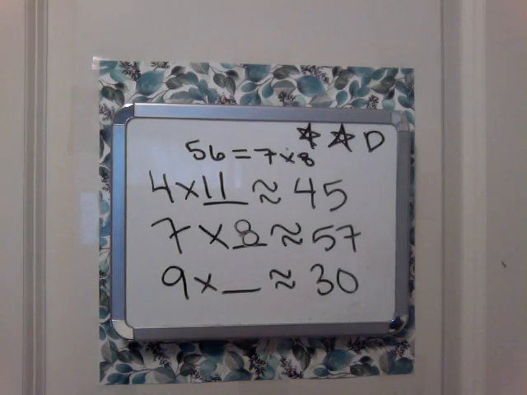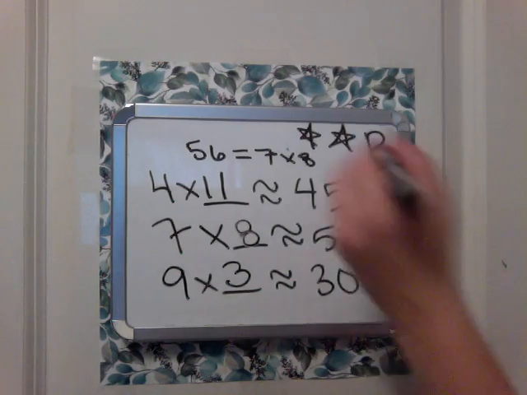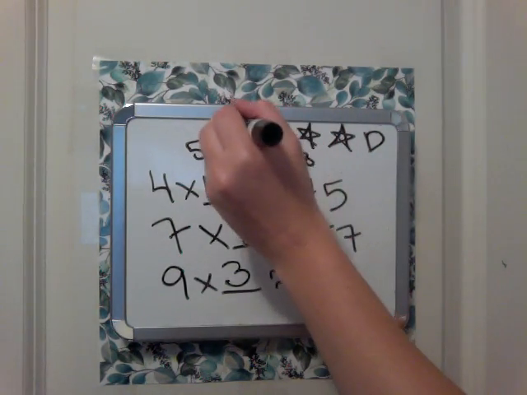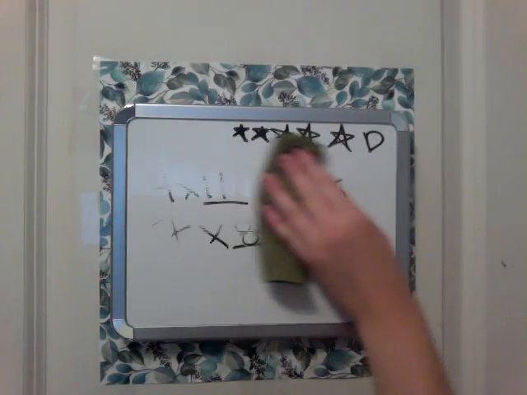And then for the last problem, we have 9 times what equals 30. Well, 9 times 3 is 27. That's only 3 away. Give yourself a star for each of those that you got, 11, 8, and 3. That's up to 3 stars on this question.